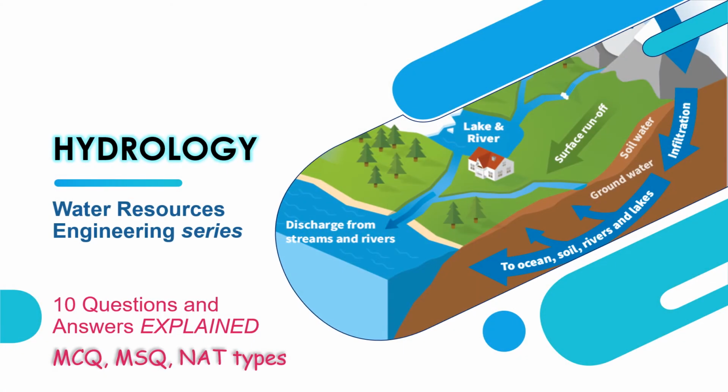In hydrology, we learn about the hydrologic cycle and the concepts of precipitation, stream flow measurement, and how to draw a hydrograph and how to determine the discharge of flood and flood routing. There are many concepts. Now let's see them one by one by answering 10 questions. Now let's get into it.